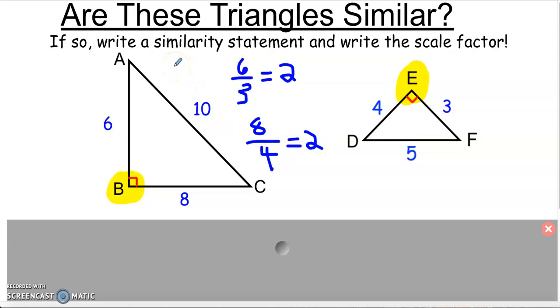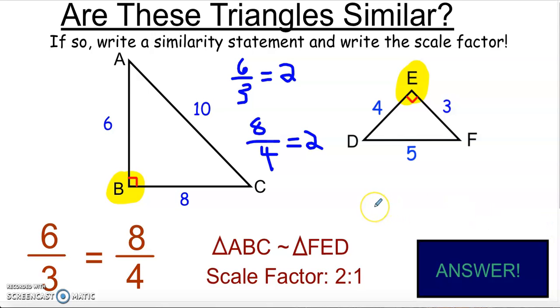Now the question is, how do I write this statement? Because the triangle over here is flipped. So when I'm going triangle ABC, I'm starting with the smallest one and I'm going to the medium side. So if I say triangle ABC, then I've got to do the same thing here, go with the smallest to the medium side. So this is going to be triangle FED. So this would not be triangle DEF. This would be triangle FED. And then the scale factor is 2 to 1.